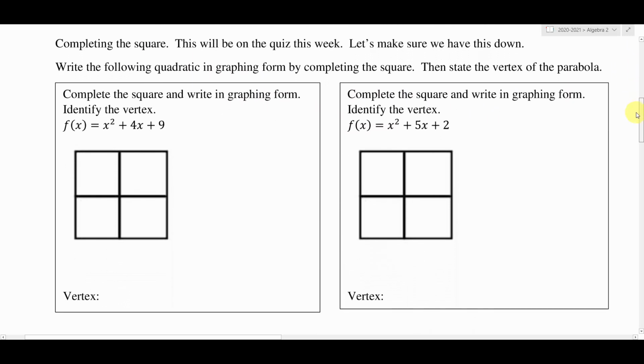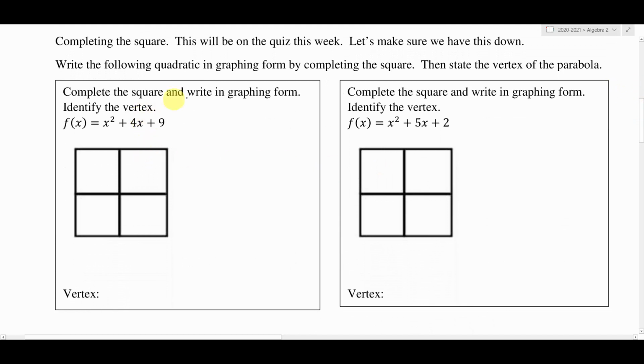All right, so let's look at completing the square. It says complete the square and write in graphing form. We have a parabola given to us in standard form, right? As we talked about yesterday, this is where the three things are being added together. So this is standard form.